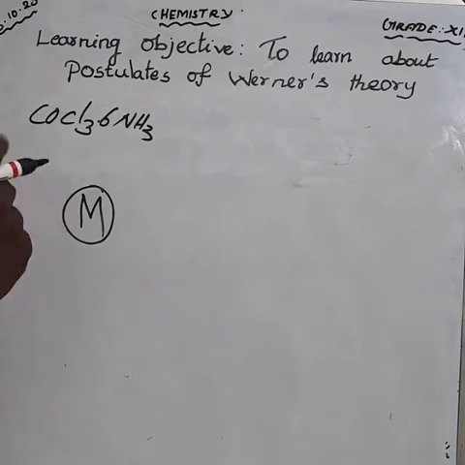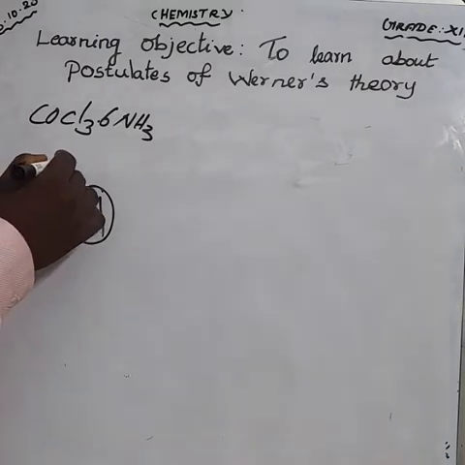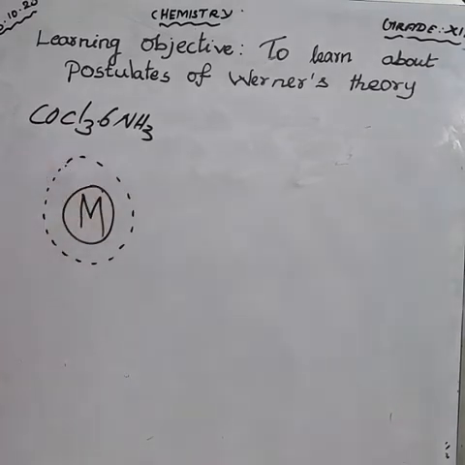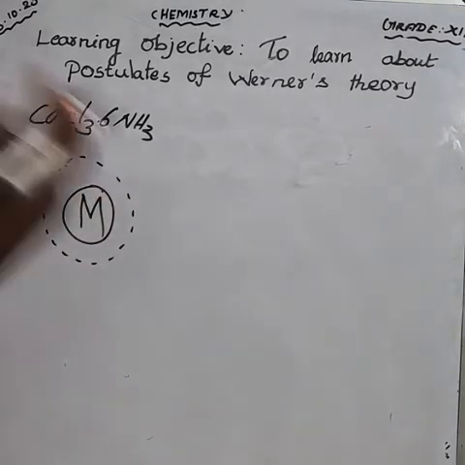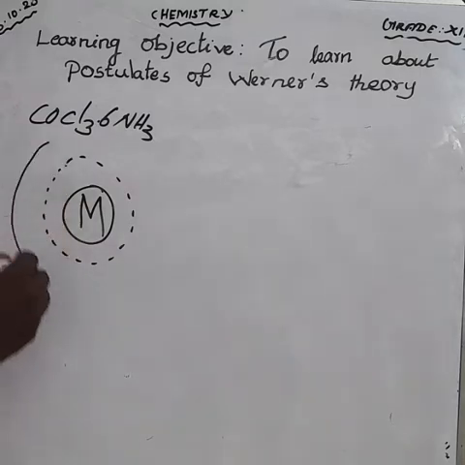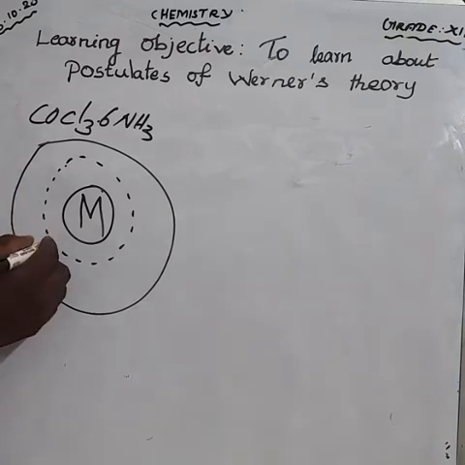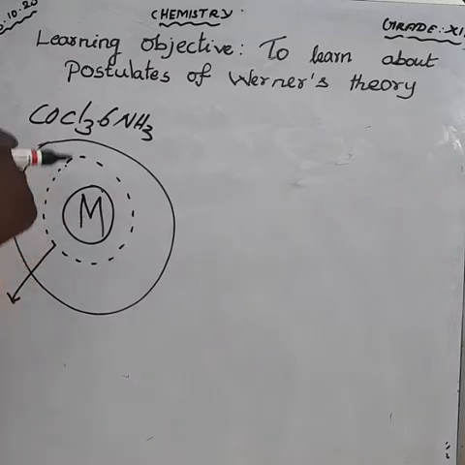There are two spheres. Imagine this is one of the spheres. The next one is one more sphere. Total how many spheres? Two spheres of attraction around the metal atom or ion in a complex. The inner sphere is known as the coordination sphere.